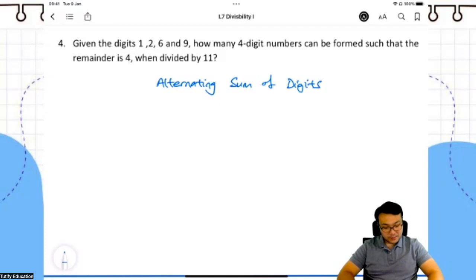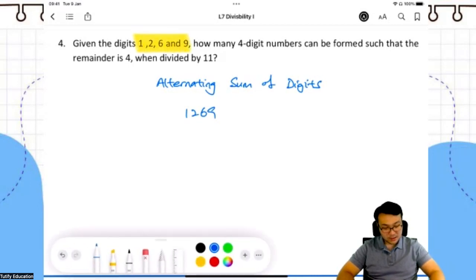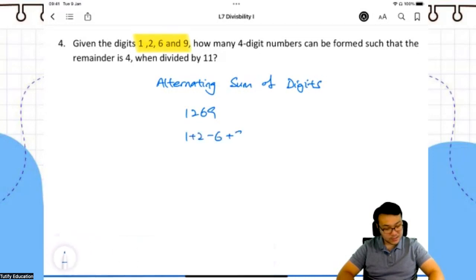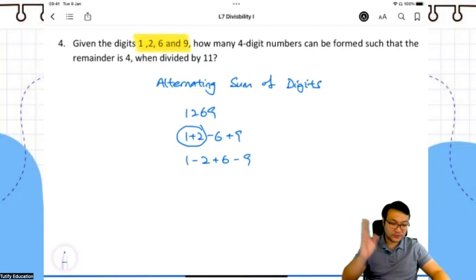So, for example, if you have the number 1269, because these are the digits they are giving us, then the alternating sum will be 1 plus 2 minus 6 plus 9? Yes or no? No. What is the alternating sum? 1 minus 2 plus 6 minus 9. Yes. The previous one is wrong because there are two positive numbers there. I need them to be positive, negative, positive, negative.